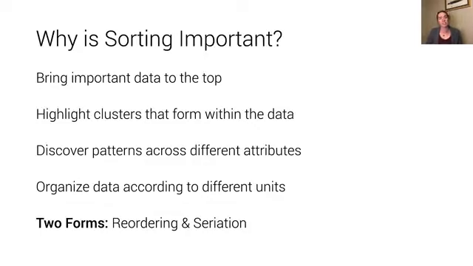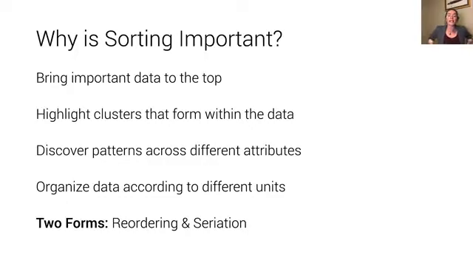If we put information at the top or at the left of a chart, people tend to see that data first, just based on the way that we read. We tend to, in English-speaking cultures, read left to right, top to bottom. So putting data in that spot means that people are likely to see it.